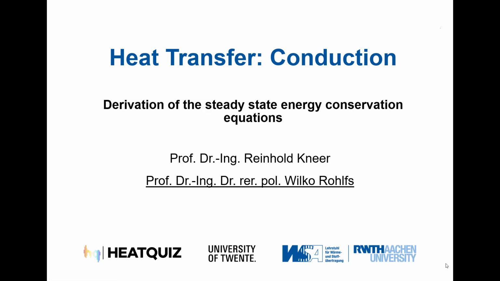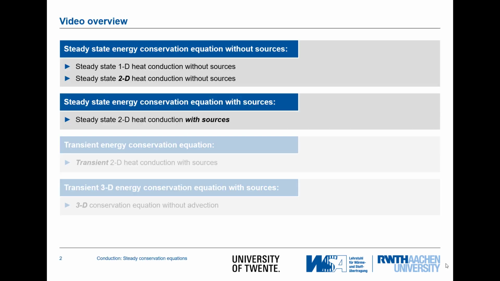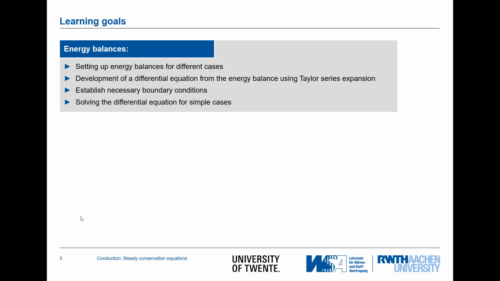In this video, we will discuss the derivation of the steady-state energy conservation equations. A little overview: we start with a steady-state case in a one-dimensional coordinate system, and then we expand the one-dimensional case to a two-dimensional case. Afterwards, we will expand the two-dimensional case to a case with heat sources involved. The next video will then tackle the transient two-dimensional problem and an extension to a three-dimensional problem.